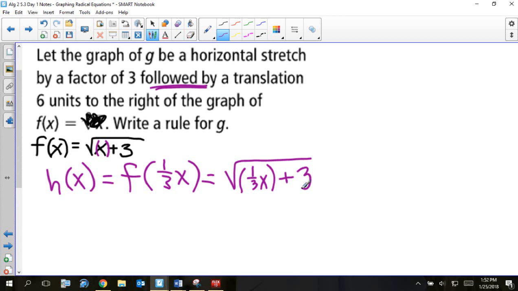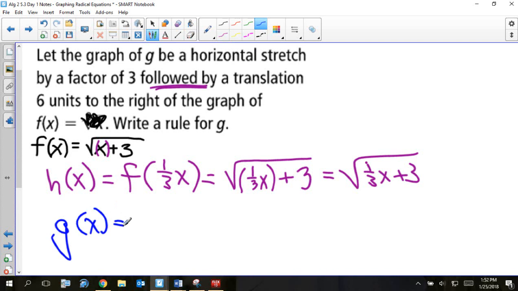Now what's my next step? Simplify. And what can I simplify here? Anybody know what I can simplify? Anybody not know what I can simplify? There's nothing being done to the parentheses. There's like nothing to simplify. I just dropped the parentheses here. Sometimes I might have to distribute or multiply numbers together or something, but there's nothing to do for that one. So there's our h of x. That's our in-between function. Now we're going to do g of x.